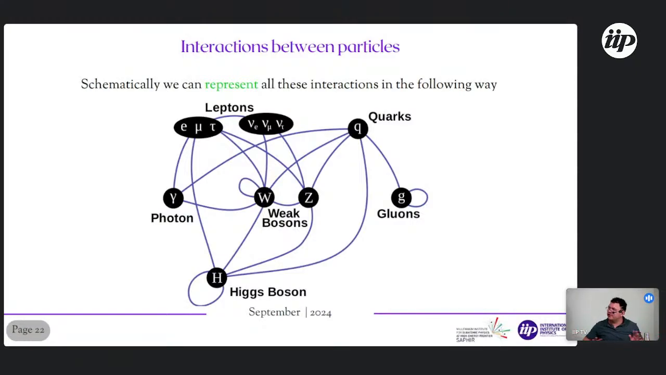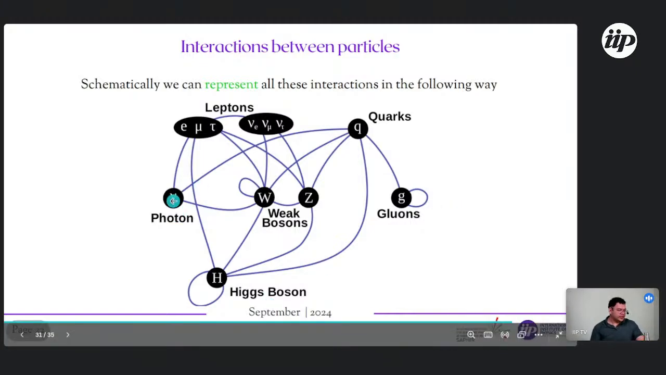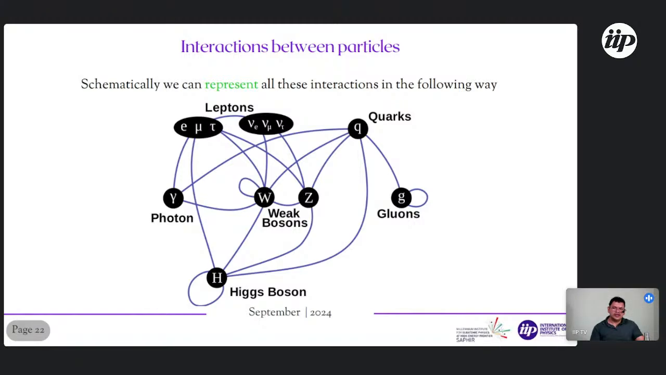This is a form to understand all the Lagrangian equations. For example, the photon. The photon only interacts with particles that have charge. For example, we have a line that connects leptons. We have a line that connects the W boson, which has charge. We don't have a line that connects with neutrinos because they are electrically neutral particles, totally neutral particles. And we have, for example, a line that connects the quarks. Quarks are charged particles. We have gluons, which we didn't comment on as part of the strong interaction.